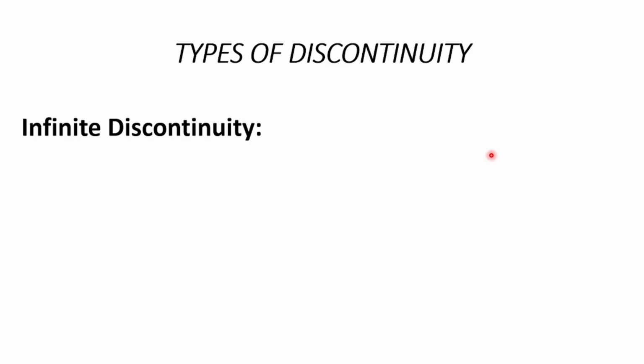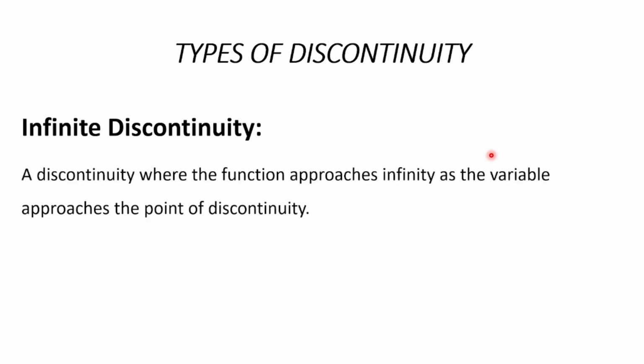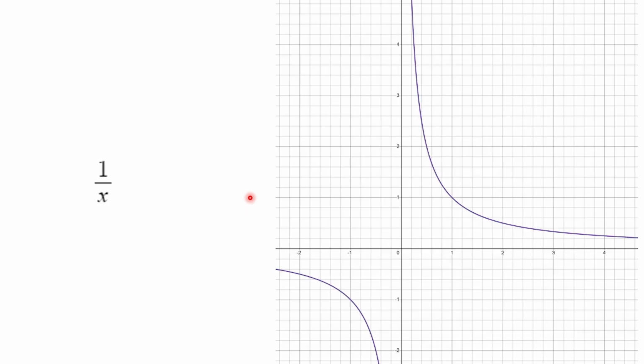The next type is infinite discontinuity. Let us look at the definition of it. Now, as an example, we are going to take the 1 by x function. This function is not defined at x is equal to 0. Let's look at this function. The 1 by x function looks like this. When x is approaching 0, it approaches infinity. Now we can say that 1 by x function is an infinite discontinuous function. Let us look at the other discontinuity.